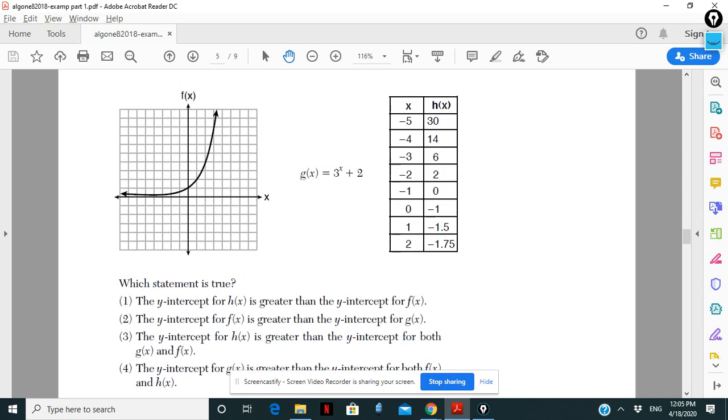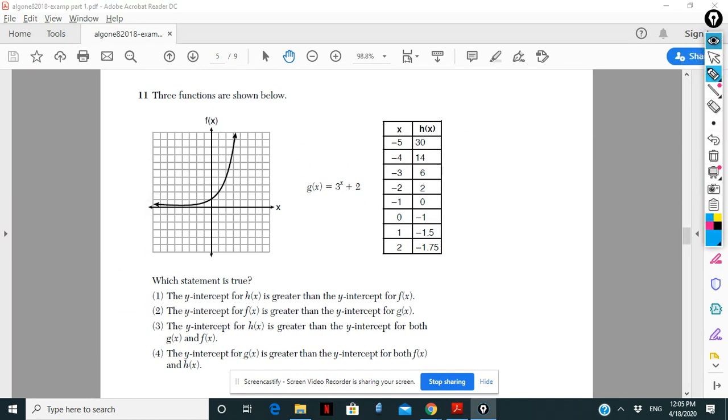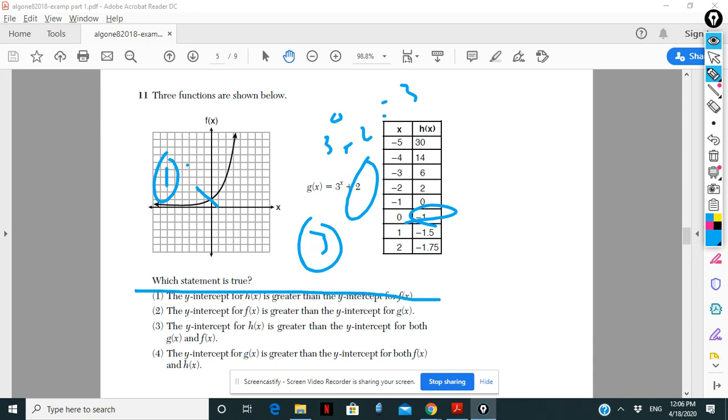Question number 11. The y-intercept of hx is greater than the... okay, so the y-intercept here for fx is what? It should be 3 to the power 0 plus 2, which is 3. So for gx it is going to be 3 when x is 0. For hx, the y-intercept is -1. So the y-intercept for hx is not greater than the y-intercept for fx, because this is 3, this is -1. The y-intercept for fx is greater than the y-intercept for gx.